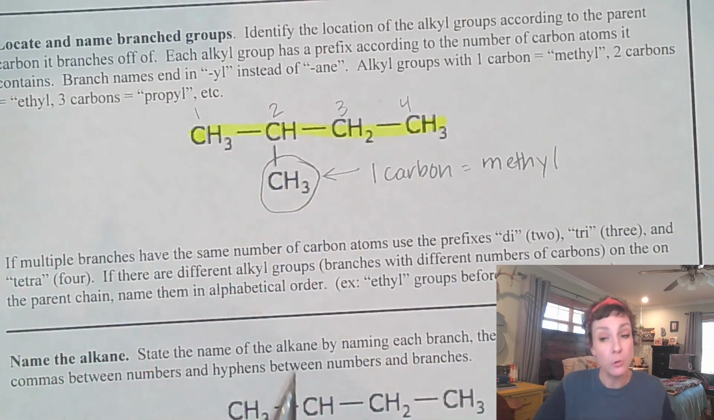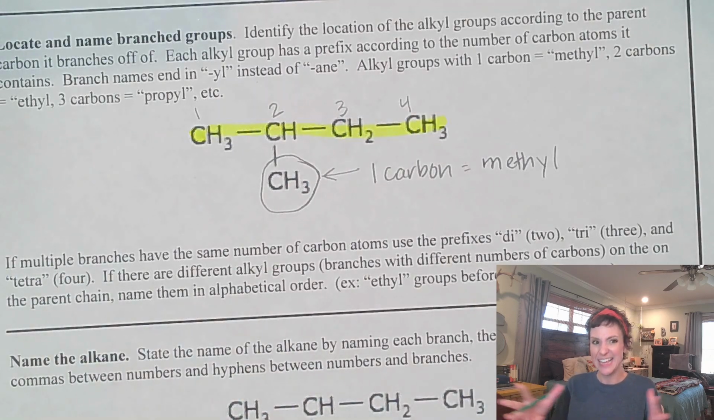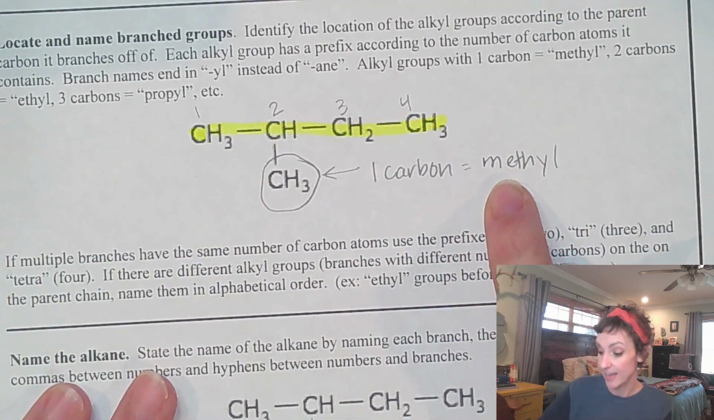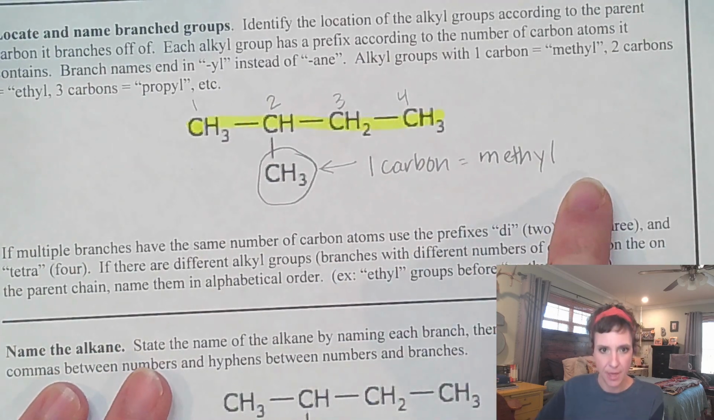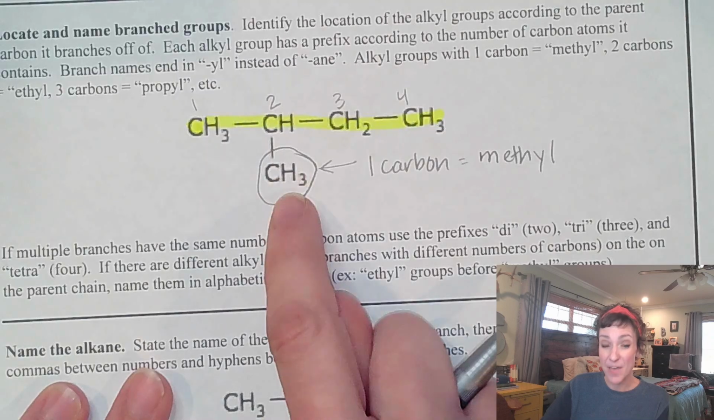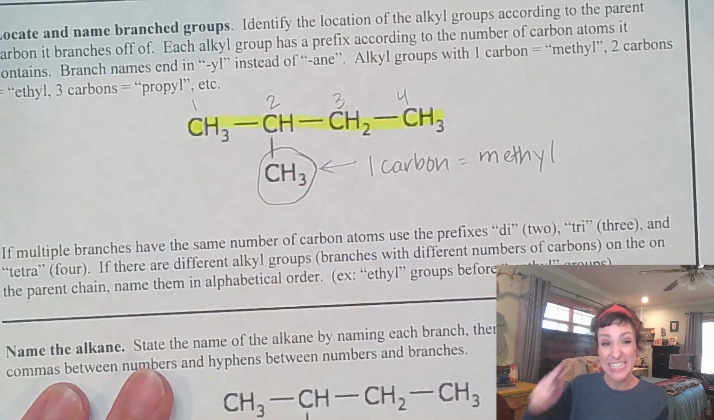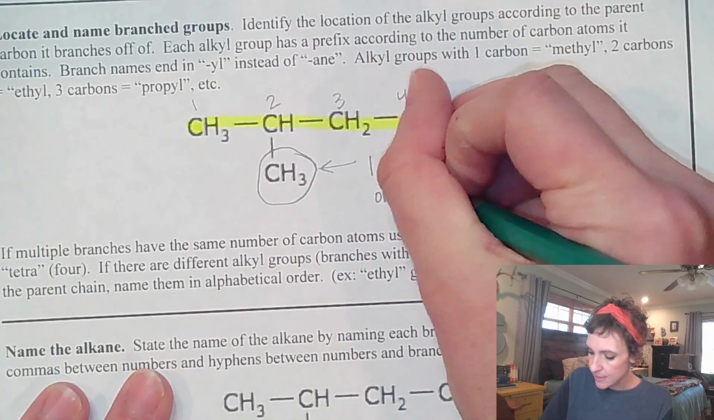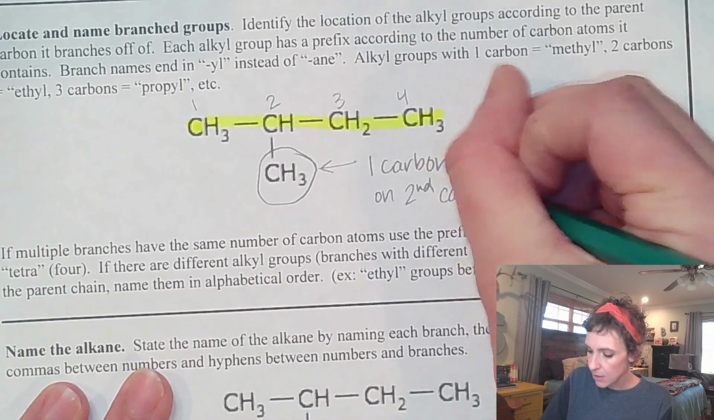We could have a butyl group. We could have a pentyl group. Okay, so the length of the carbons on that chain or on that branch is going to determine how you name it accordingly like this. Okay, so I've got 1 carbon, methyl, right? And that methyl group is on the 2nd carbon in the parent chain. So I'm going to say on 2nd carbon.